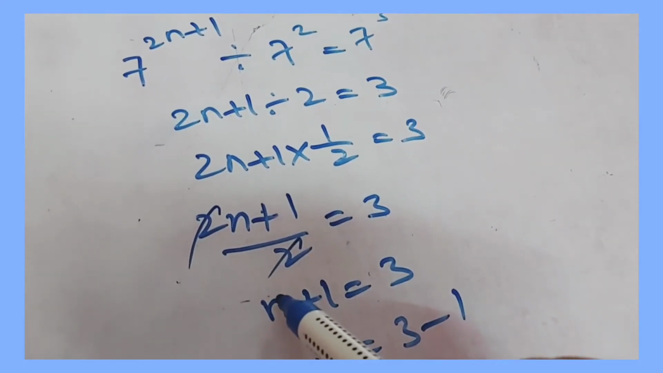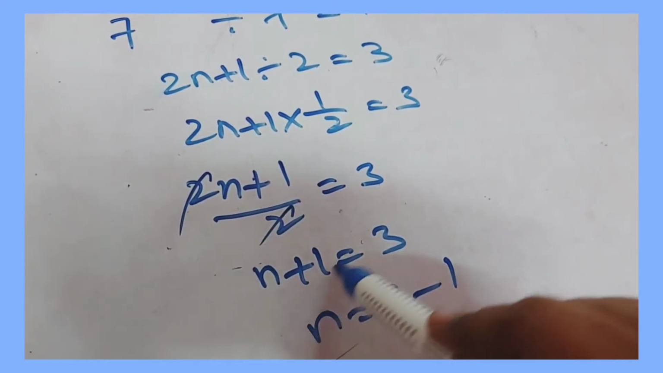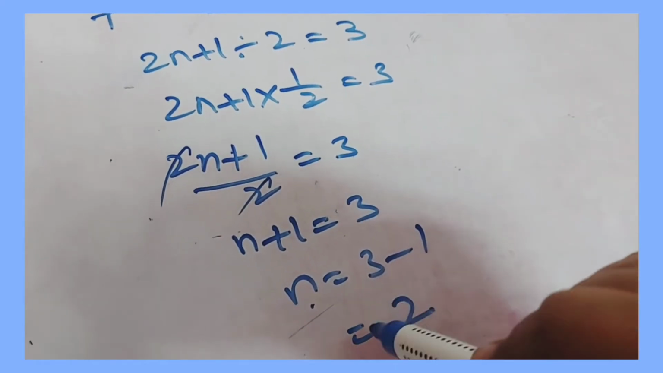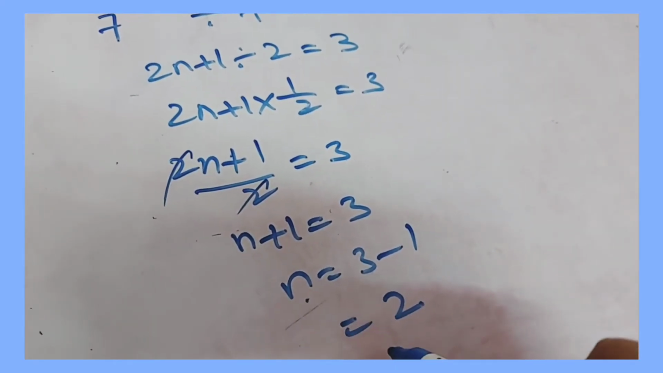These 2 and these 2 get cancelled. You have to write n + 1 is equal to 3. n is equal to 3. Again this plus 1 will become minus 1. So the answer is here 2. n is equal to 2.